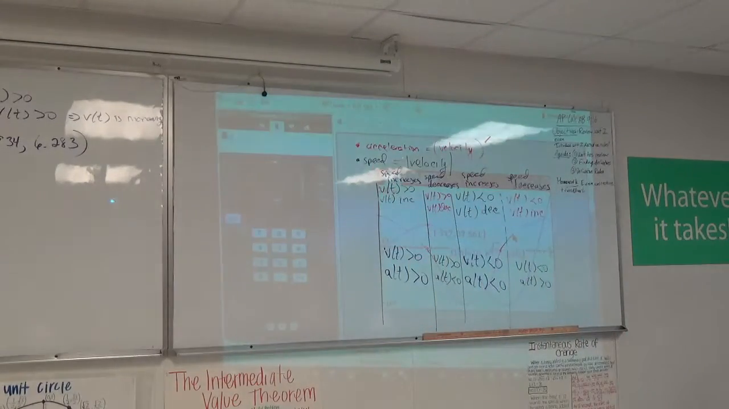Celeste, hit me. So from 0 to 1, speed will be increasing, because velocity and acceleration are negative. Speed graph, page 43.